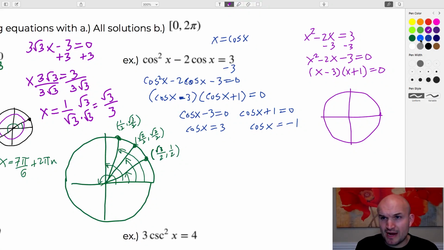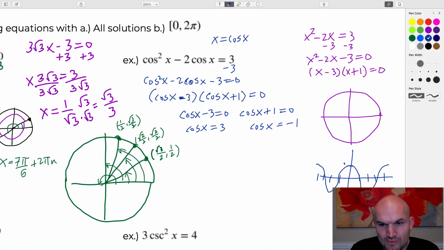If you were to look at the graph, let's just draw a rough sketch of cosine real quick. So here's your cosine graph. Up 1, negative 1, right? 1, 2, 3, 4. 1, 2, 3, 4. Graph looks something like this. For what angle of the graph does it equal 3? And remember, the graph only goes up to 1 and down to negative 1, right? So there is no angle.